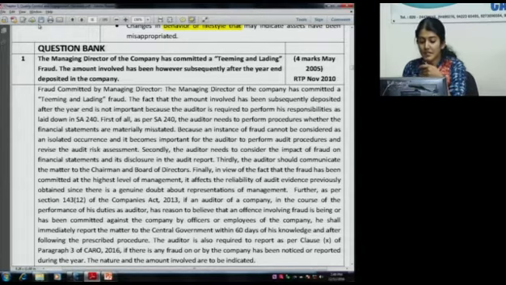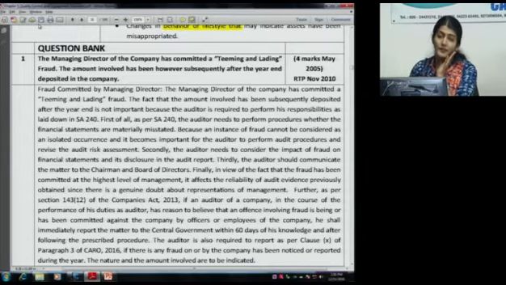The managing director of the company, are you all there? The managing director has committed a teaming and lading fraud. The managing director, the topmost management, higher level management, has committed a fraud. The amount involved has, however, been subsequently, after the year end, deposited in the company. He said, sorry, I had taken the money, please take it back. Okay, so fraud committed by managing director.